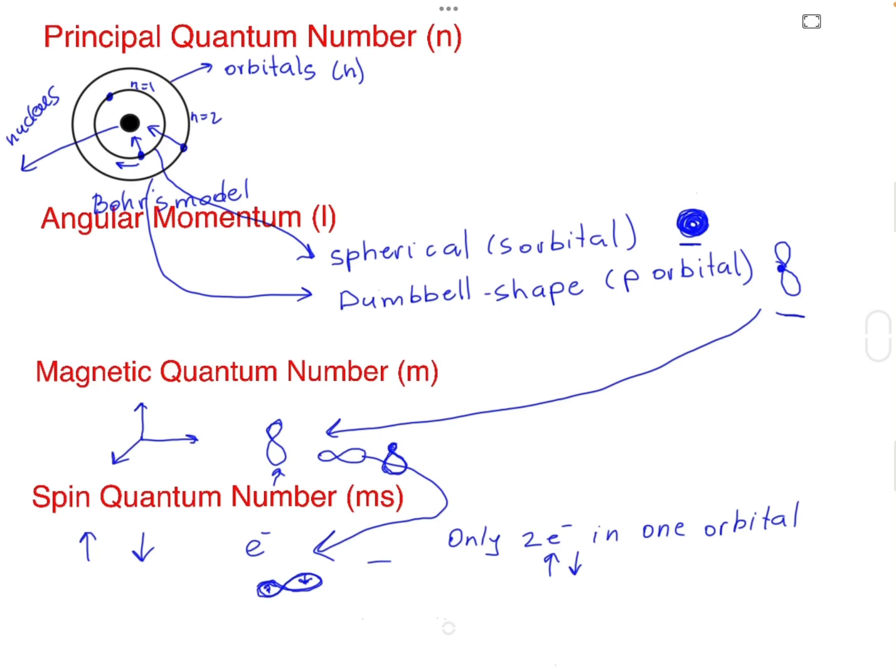So in summary, the first one, the principal quantum number, tells us the energy level. The second, angular momentum, tells us the shape of the orbital, and the third one tells us the orientation of that shape. And the final one tells us the spin direction of the electron, either up or down, within each shell and each orbital.